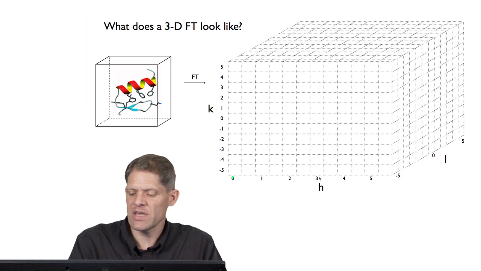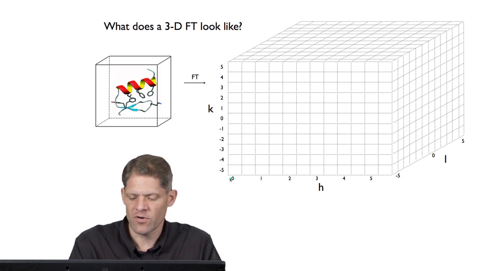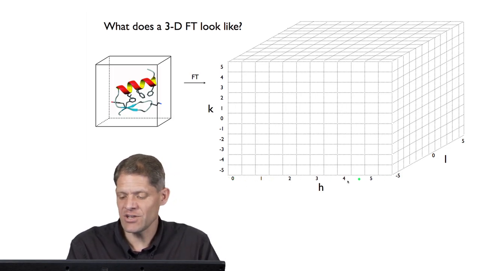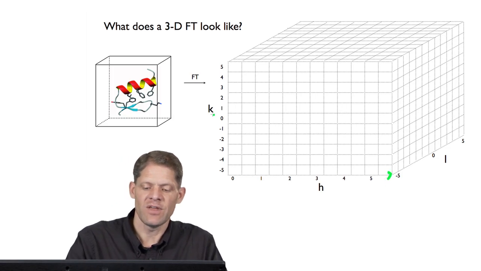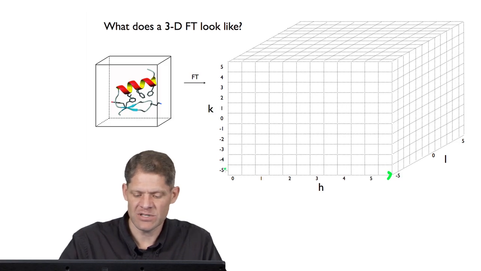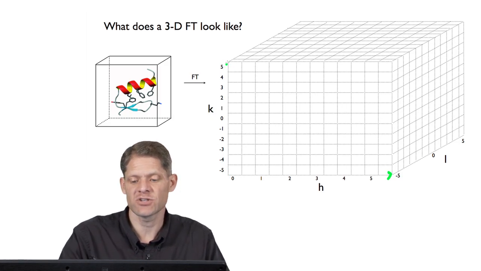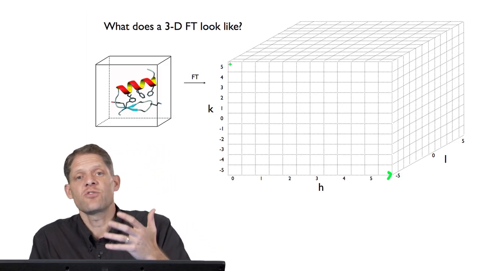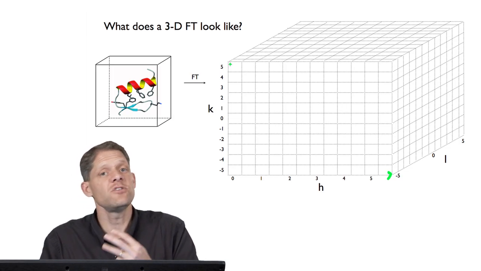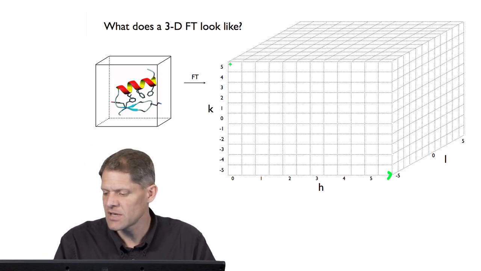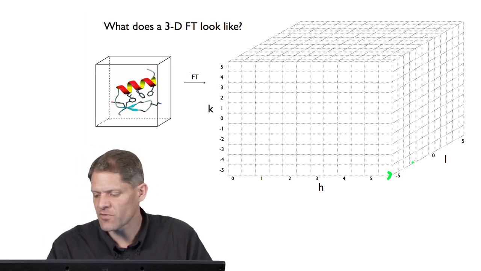There would be 3 coordinates. The first we call h, the Miller index h, which is spatial frequency in the x direction. The next would be k, which represents spatial frequency in the y direction. And now, in a three-dimensional Fourier transform, we introduce a third Miller index, l, which is spatial frequency in the z direction.